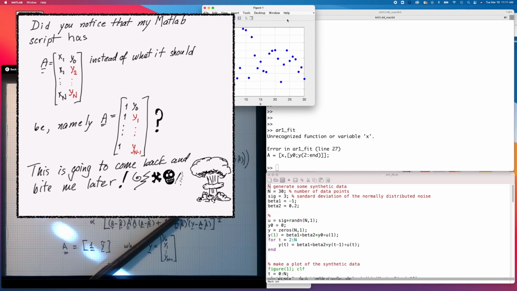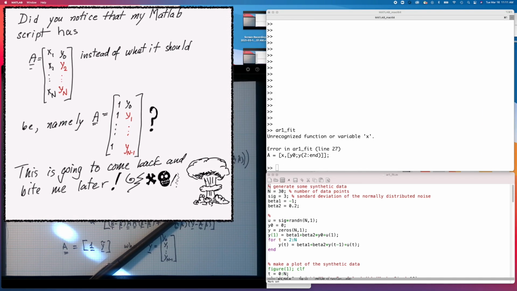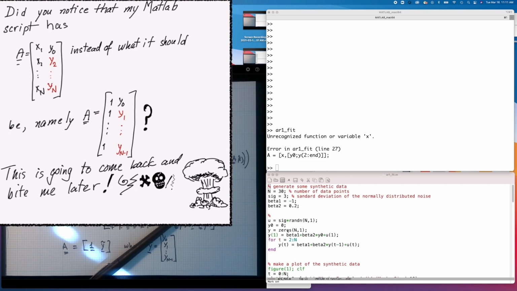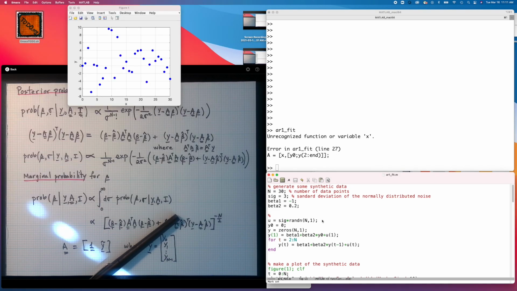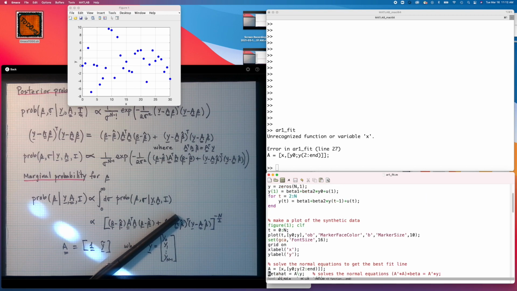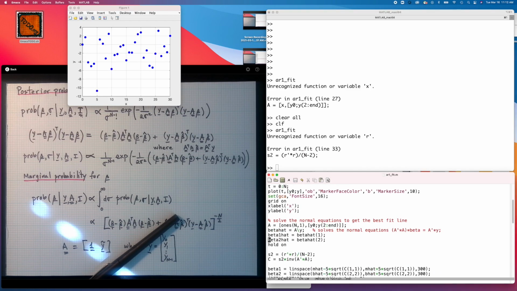Okay, so I have an X in here, which is vestigial from the last code. That was on line 27. So let's see what I forgot to change over here. This should have been a column of ones. I didn't define what the R is. So R, that's the vector of residuals, which is Y minus A star beta hat.